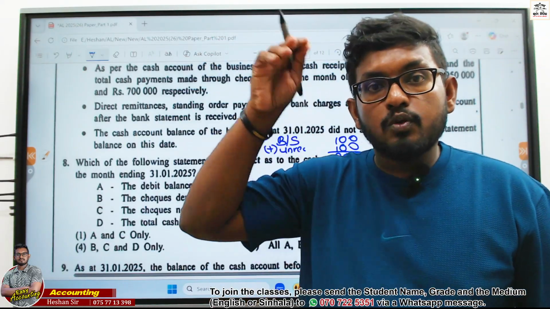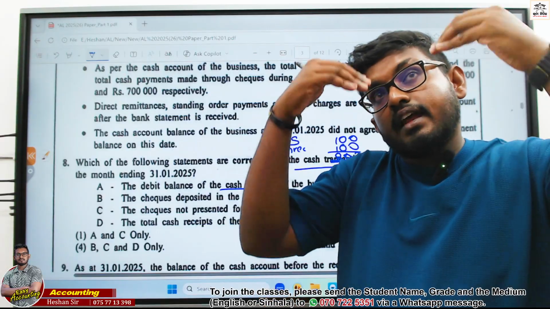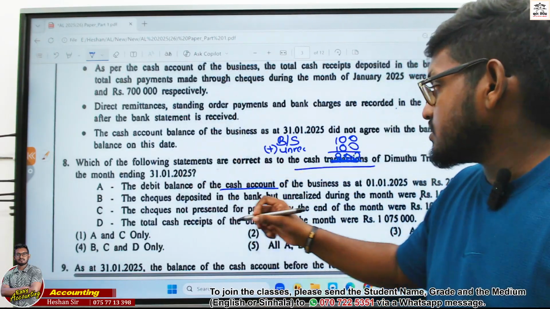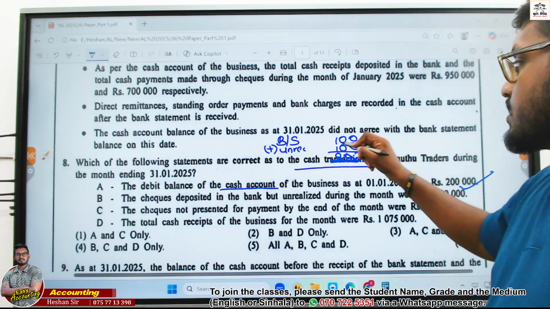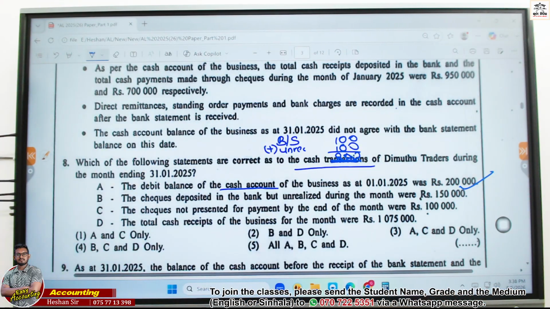Last month we deposited but it was not realized. So it was not in the balance on the first day, and that is the balance. Why? We have recorded that unrealized one. Unrealized was there. That's why, including unrealized, our cash balance is 200. The statement is correct.